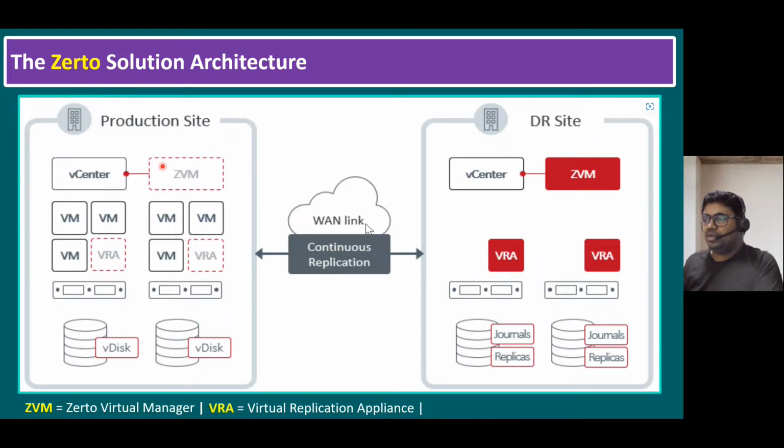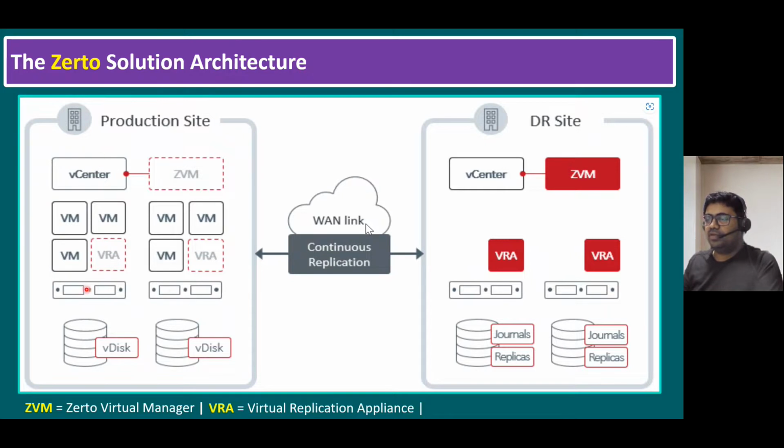This portion only I'm covering now, and later I will show you the second step, which is that we have to configure a virtual replication appliance. This virtual replication appliance has to be installed on each and every ESXi host.